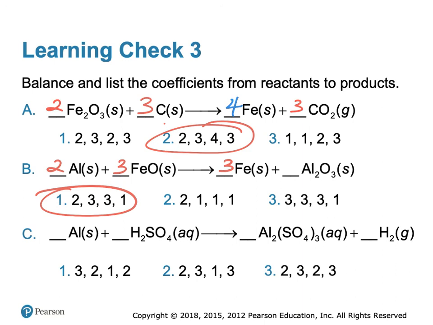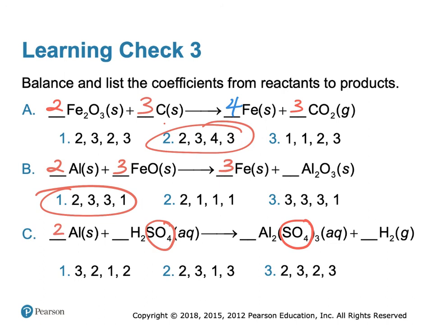Finally, let's look at the last one. This last one contains a polyatomic. It contains sulfate. So let's keep that polyatomic intact. All right, let me start with the aluminums. My aluminums are not balanced. I need to put a 2 in front of that Al on the reactant side.